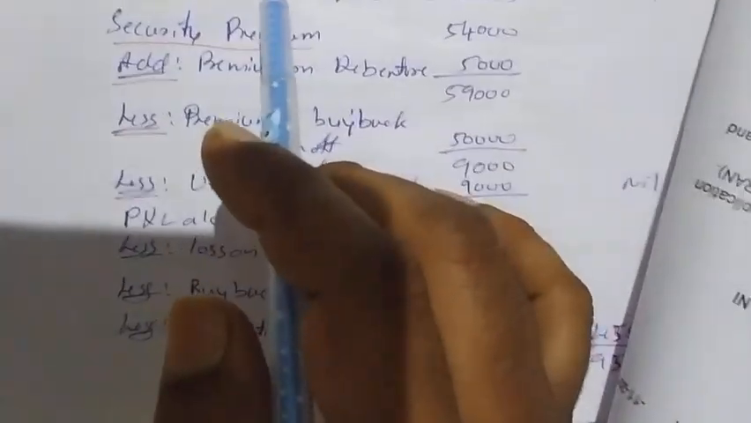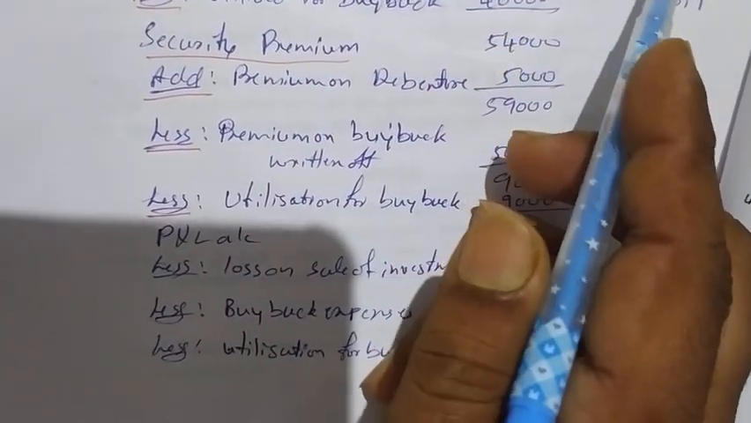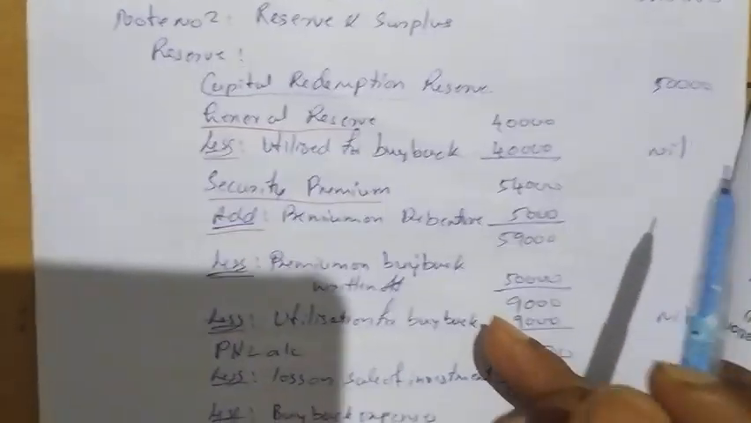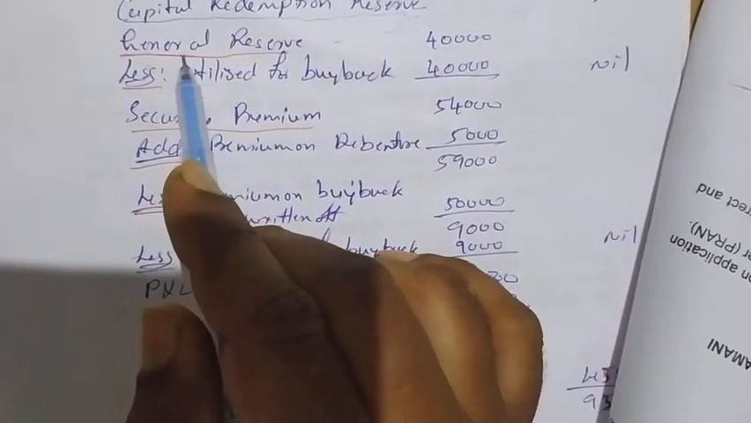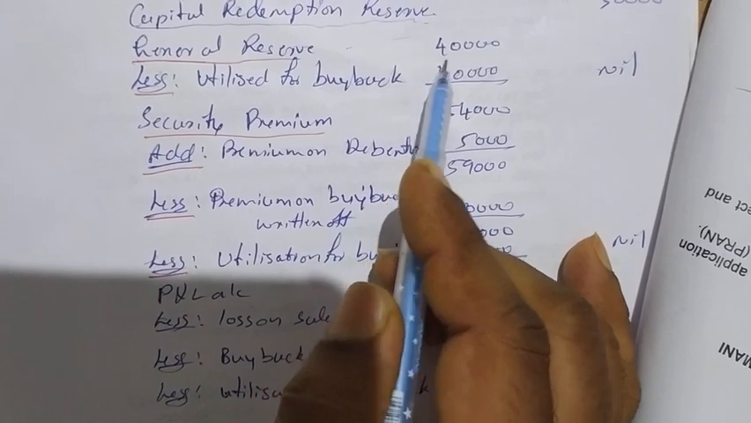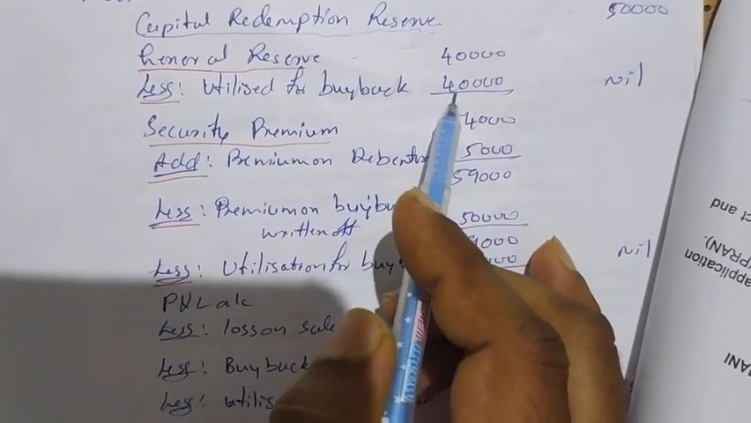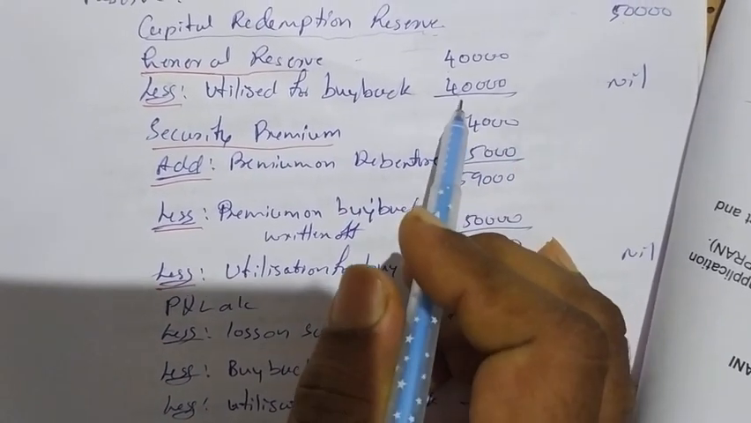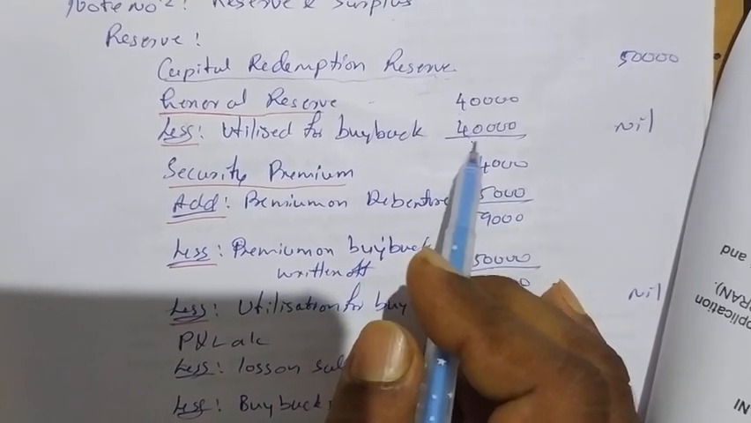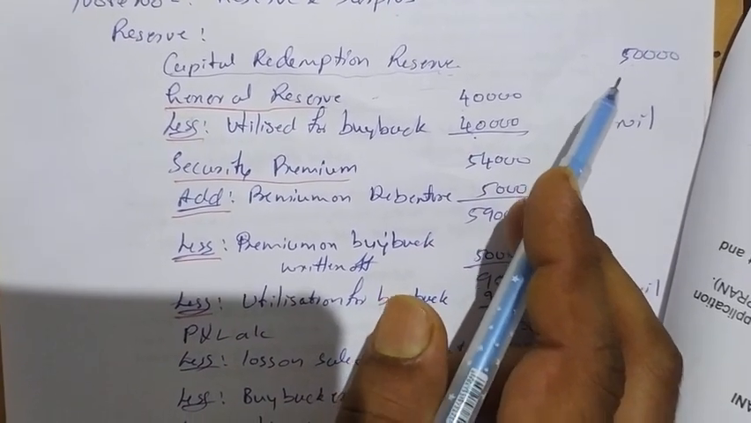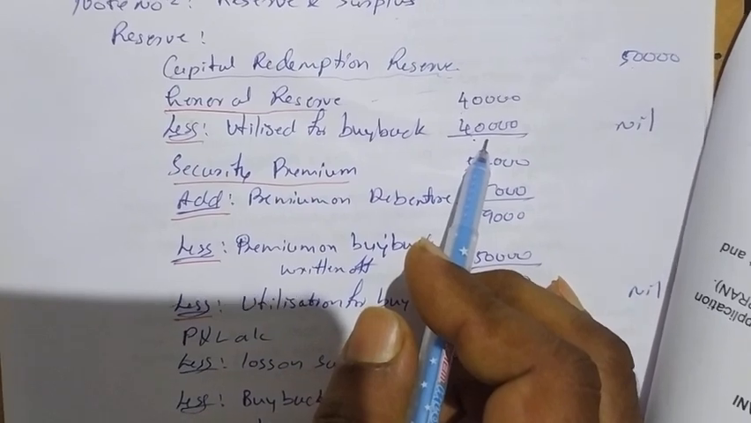Let us see that same here. Capital redemption reserve account 50,000. This amount we have utilized first from general reserve. 40,000 rupees is there, so the entire 40,000 we have taken. As we need 50,000, we have here 40,000 rupees. So out of 40,000 we got, we still need 10,000.